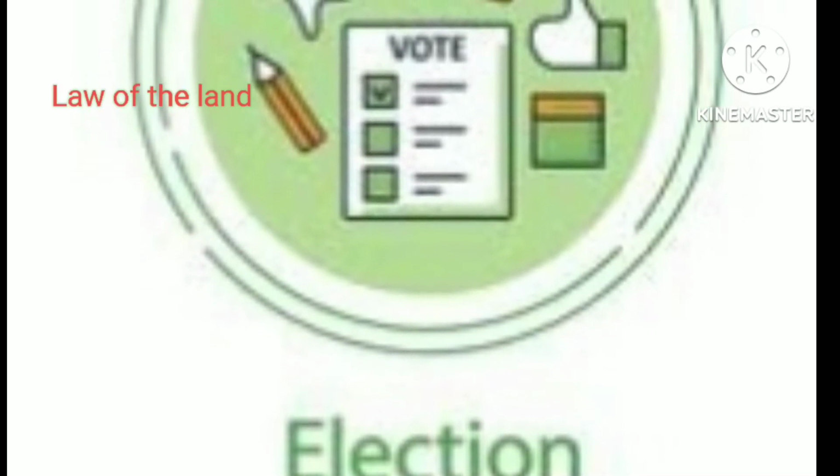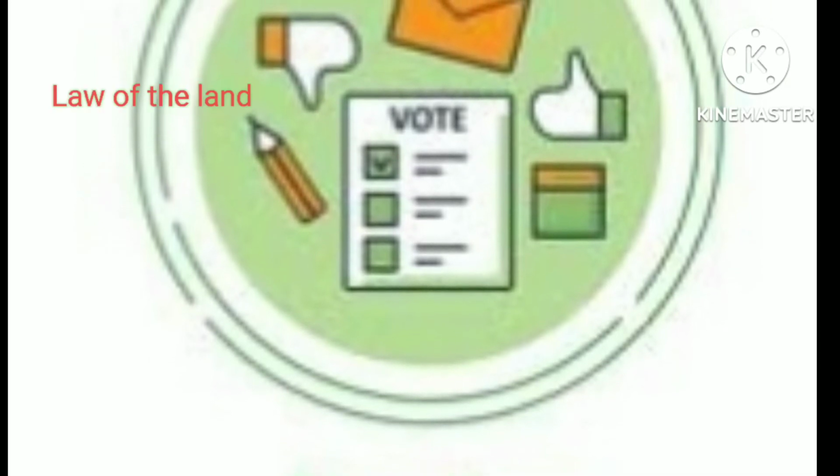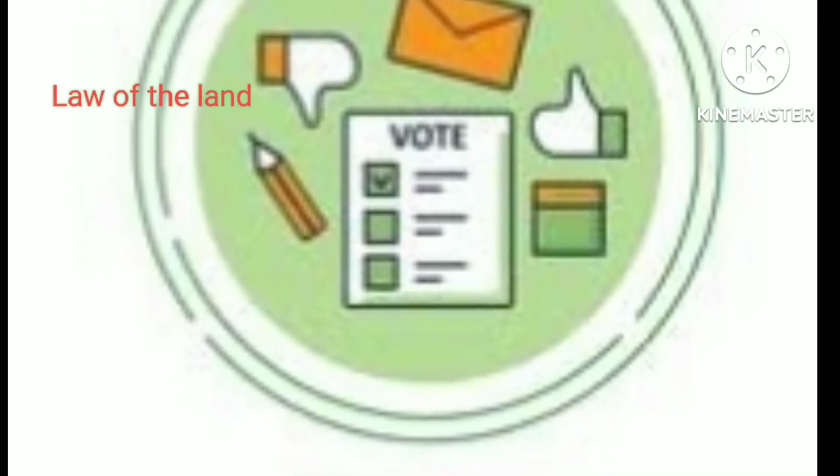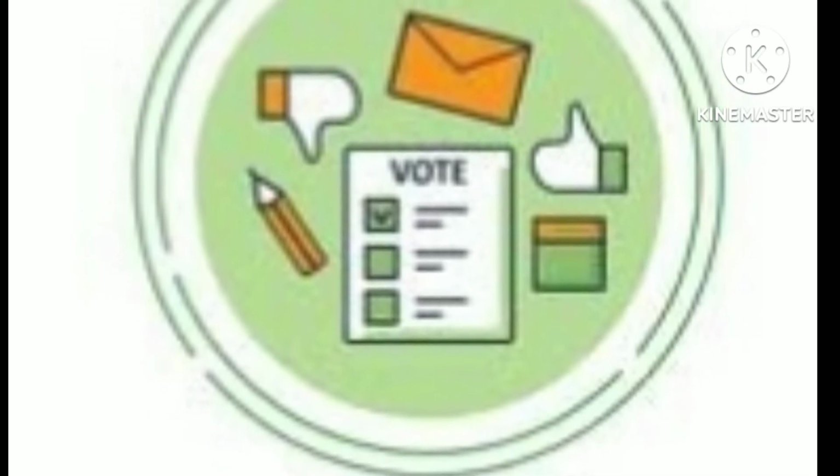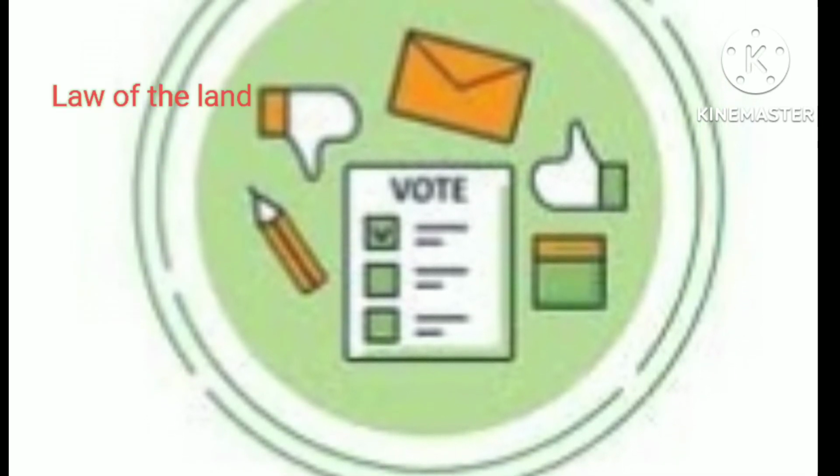A very important feature of the Constitution of Pakistan 1973 was fundamental rights. The Constitution of Pakistan has guaranteed fundamental rights like freedom of movement, freedom of assembly, freedom of association, freedom of business, freedom of speech, and so on.